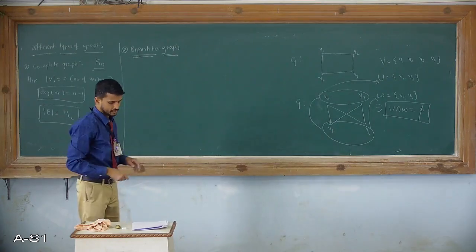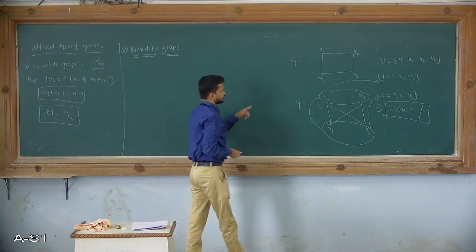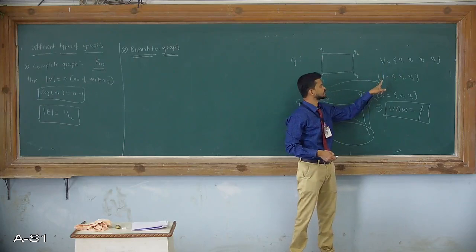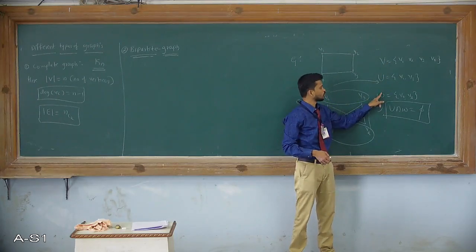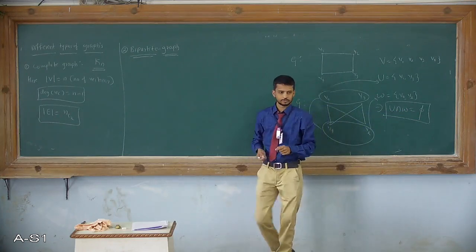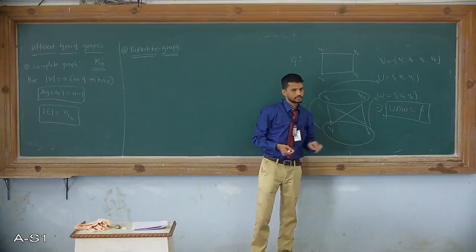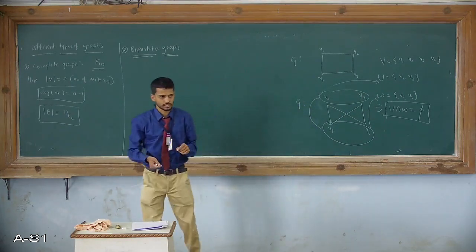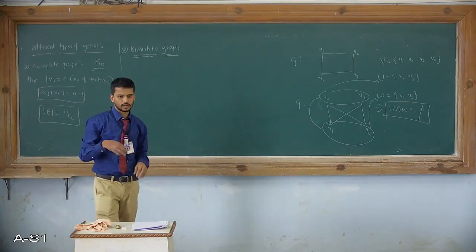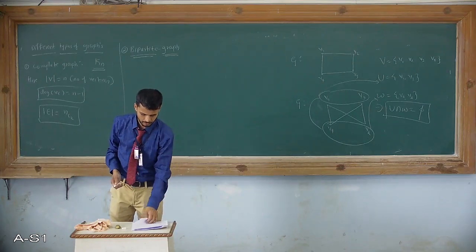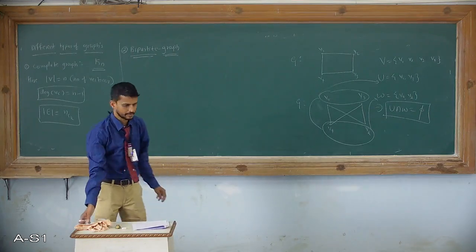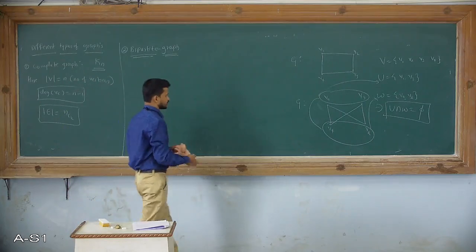So I will define this graph. If a vertex set V is partitioned into two subsets, U and W, where U intersection W is always the empty set, and the edges exist between U and W, then that type of graph is called a bipartite graph. So we have n different types of graphs under the bipartite graph. There is one more graph which is called a complete bipartite graph. Now we consider some more examples of bipartite graphs.